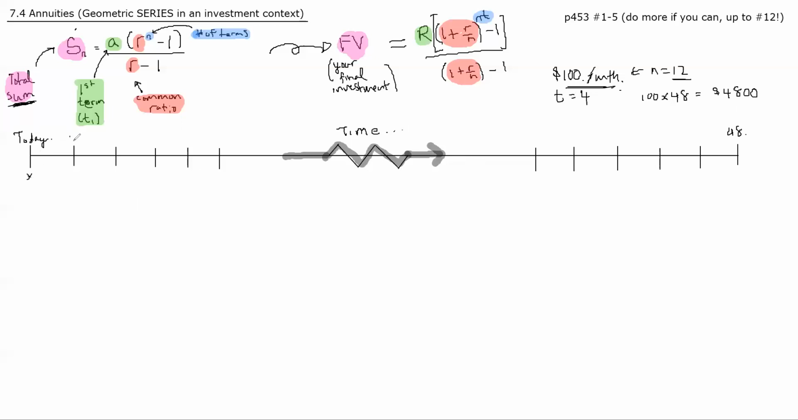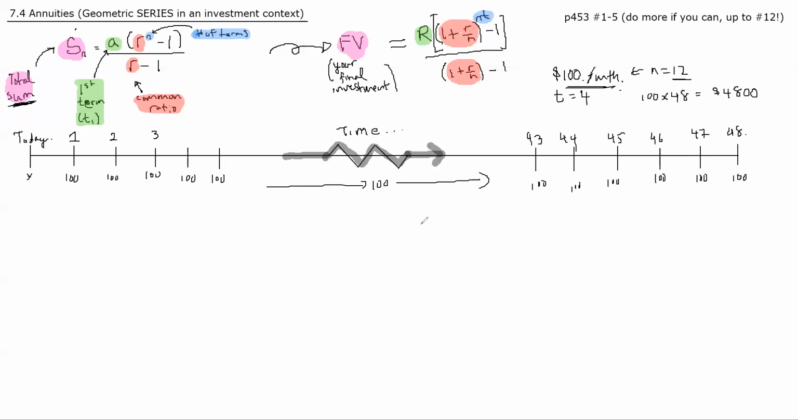But at the end of the first month, you will have put in $100. At the end of the second month, you would have put in $100. At the end of the third month, you'd have to put in $100, $100, $100. So at the 48th month, you would be able to save $100. At the 47th month, you put in $100. 46th month, you put in $100. 45th month, $100. 44th, $100. And 43rd, $100. And a whole bunch of $100 along the way. Okay, saving up to $4,800.